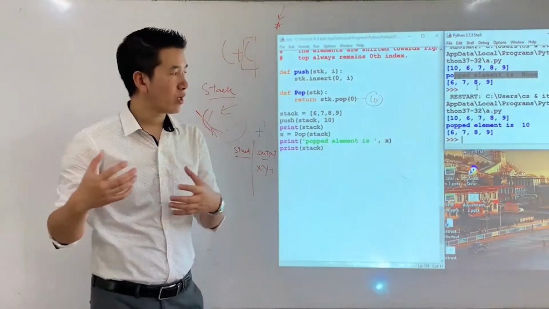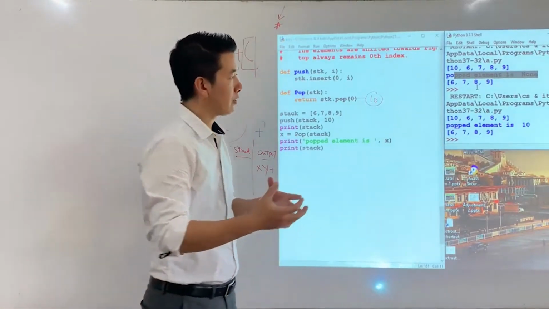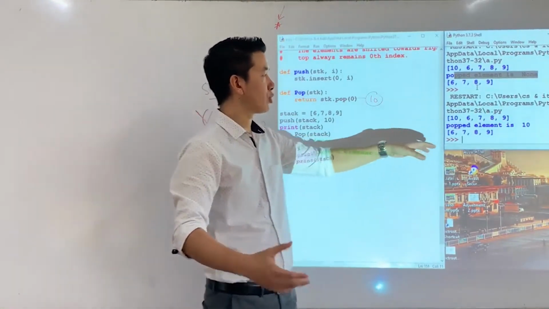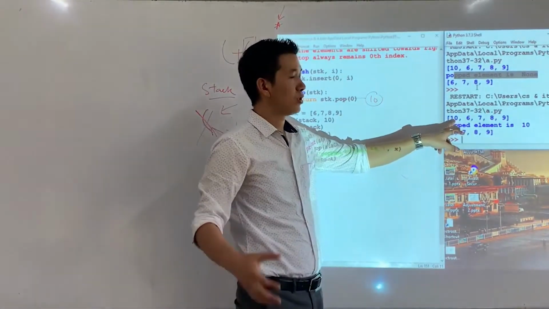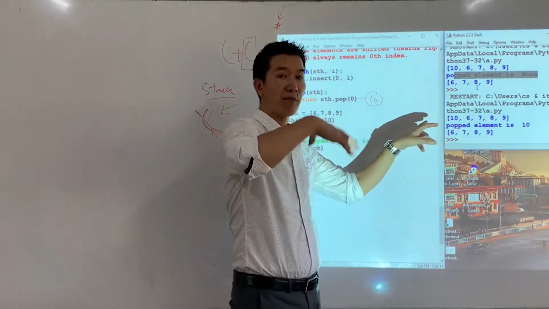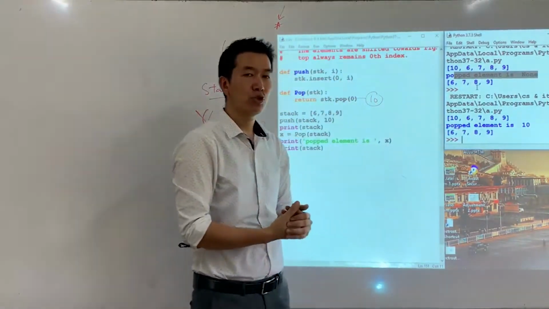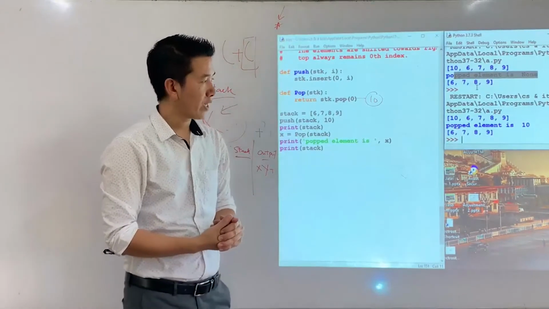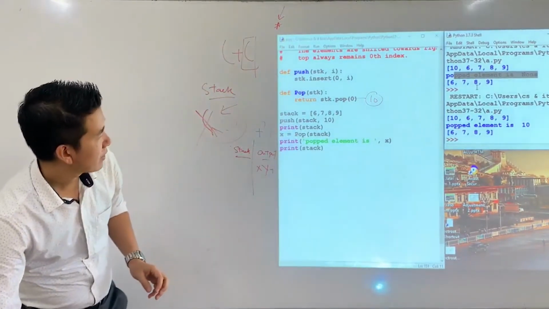So each time you try to push, the topmost element will keep, let's say if I try to push 11, 11 will be here, try to push 12, 12 will be in the front, the rest of the elements will be pushed towards the right side. Okay, so it's very simple, right?